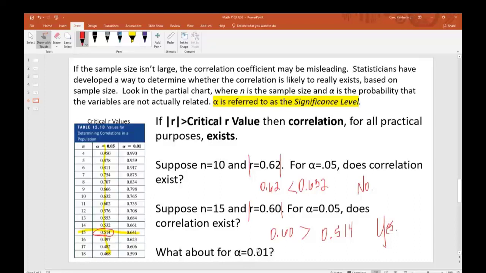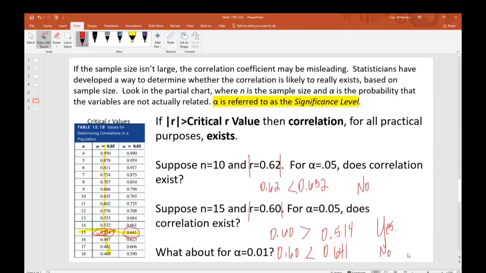Well, what if they decrease that significance level to 0.01, where we only want a 1% chance that we're wrong? If we're only going to allow a 1% chance, that means I have a different r value. Instead of using this 0.514, I need to do my comparison to 0.641. But my r value didn't change. So in this case, 0.641 is bigger than that? No.